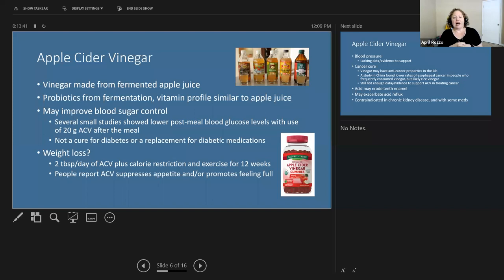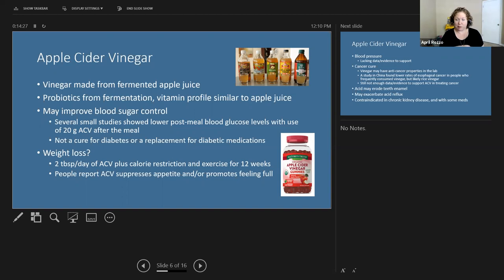There was a study looking at the use of apple cider vinegar to help with weight loss. The study showed that 2 tablespoons per day of apple cider vinegar plus a calorie restriction and exercise over a 12-week period produced weight loss. Now, the question is, was it apple cider vinegar that did that, or was it the calorie restriction and exercise that did that? That being said, a lot of people do report that in taking apple cider vinegar, they feel that it suppresses their appetite and promotes a feeling of fullness. We don't have a lot of evidence to support that, but anecdotally, that's what a lot of people feel like it does for them.